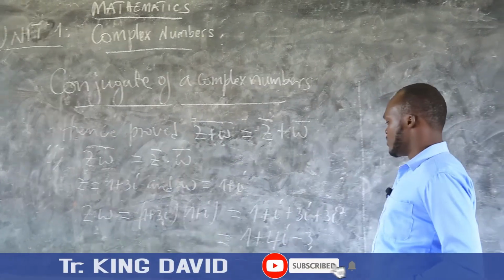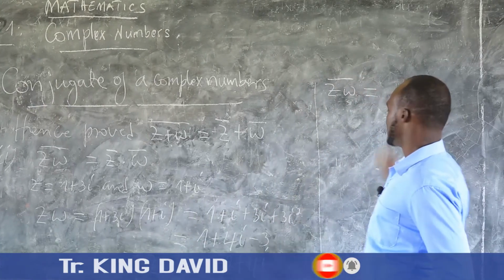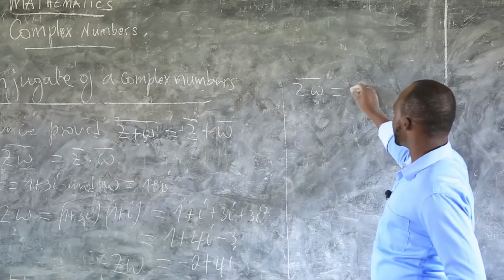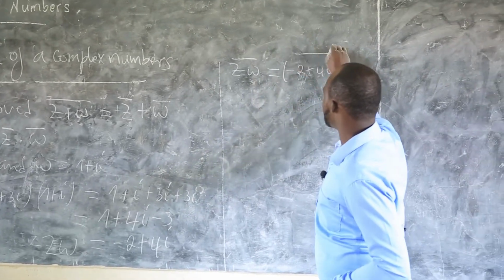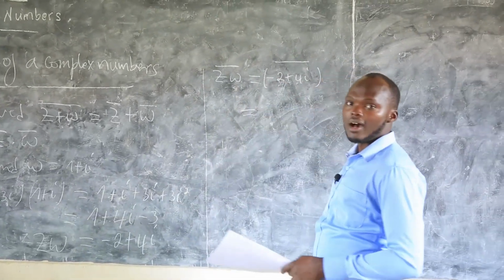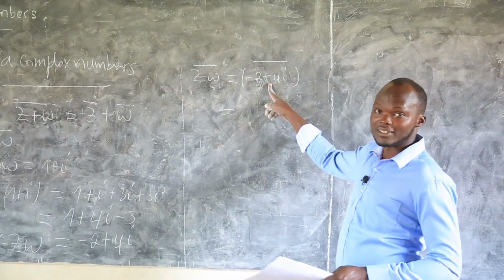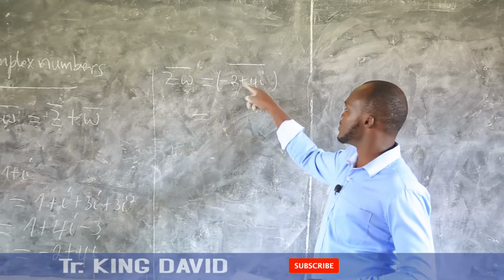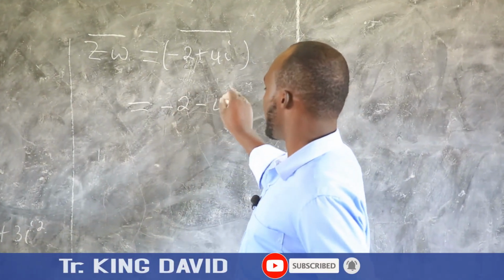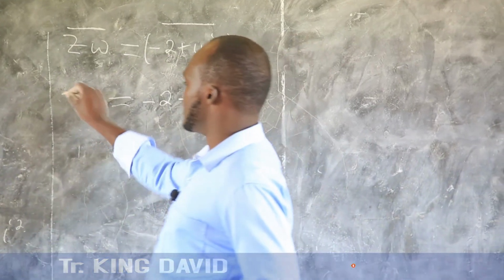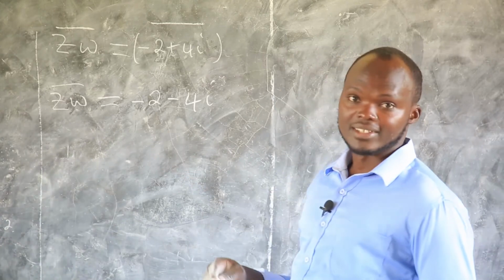Then what about the conjugate of ZW? It is the conjugate of negative 2 plus 4i. I told you that we change the sign of the imaginary part. Now its sign is positive, so it is going to become negative. That's negative 2 minus 4i. So that is the conjugate of ZW. So this is our left-hand side.